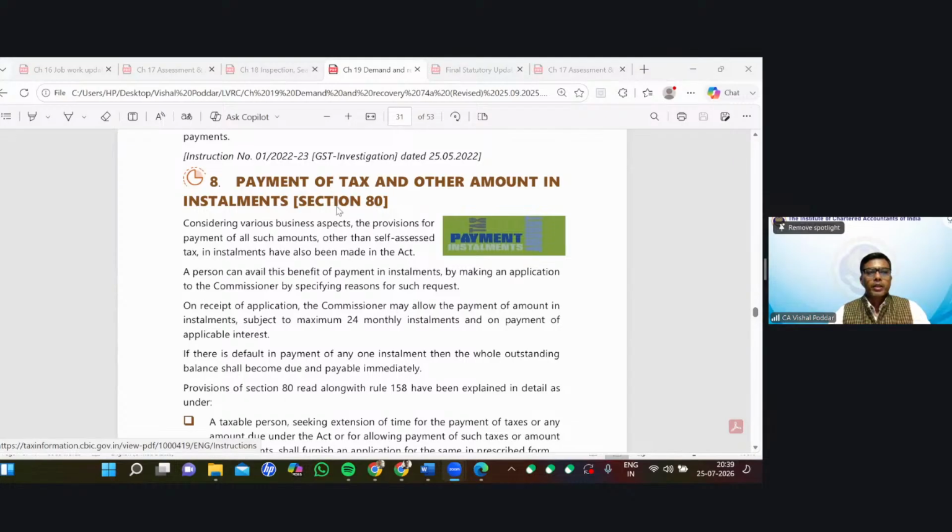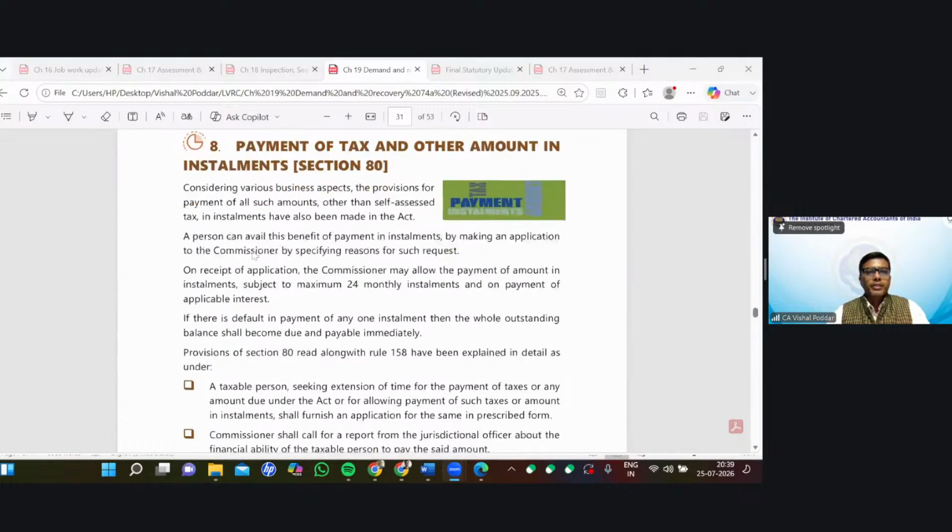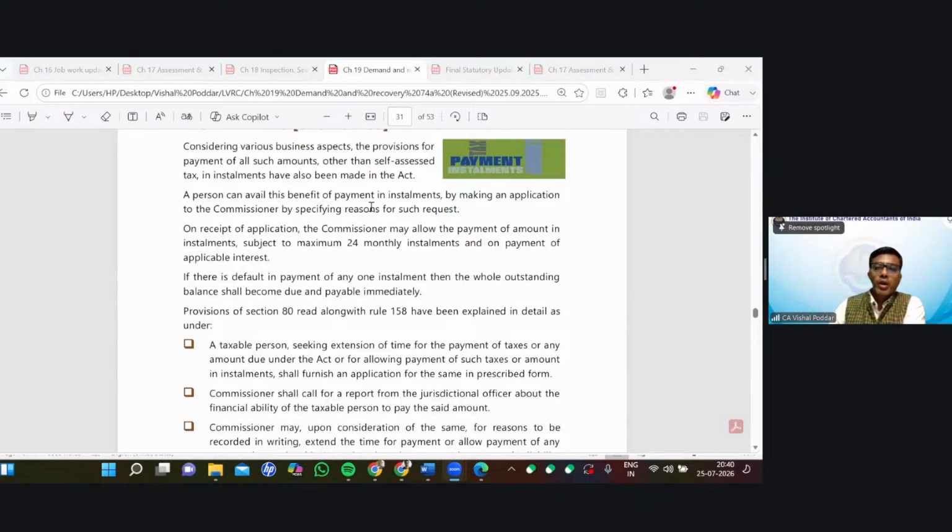Now, payment of tax and other amounts in installments. This is again a very important provision, students, which you should know, that wherever any amount is payable, you may get the facility of making the payment in installments. But how? That is what we'll have to understand. Considering various business aspects, the provisions for payment of all such amounts other than the self-assessed tax in installments have been made. So self-assessed tax cannot be paid in installments. Other than self-assessed tax, wherever the tax is determined by the officer, the law provides you to pay the tax in installments.